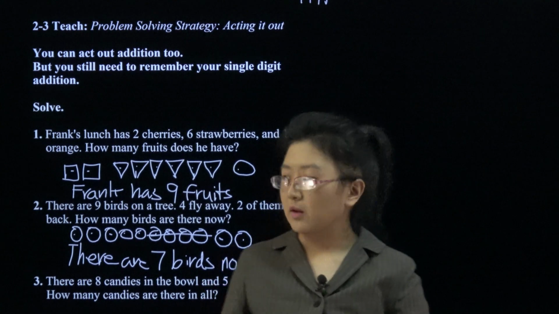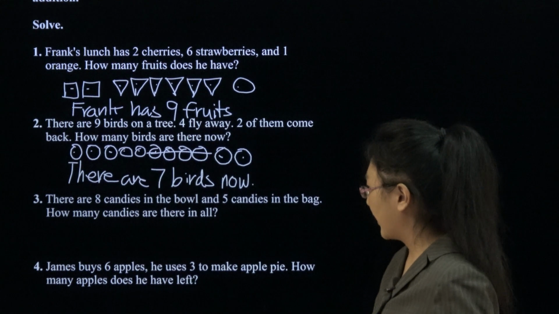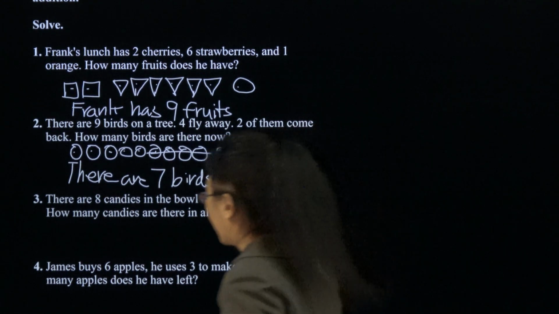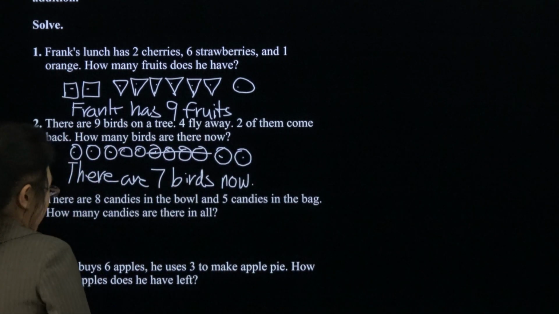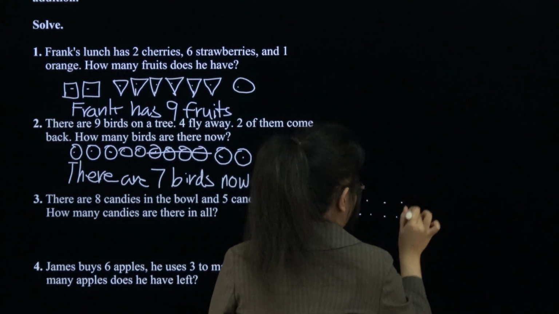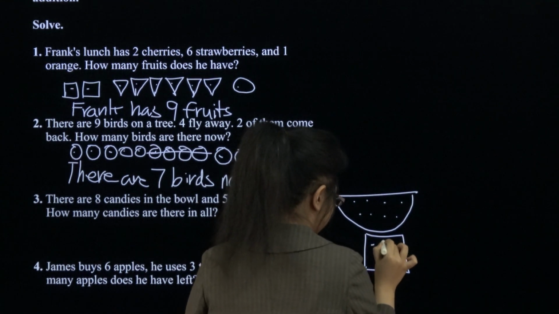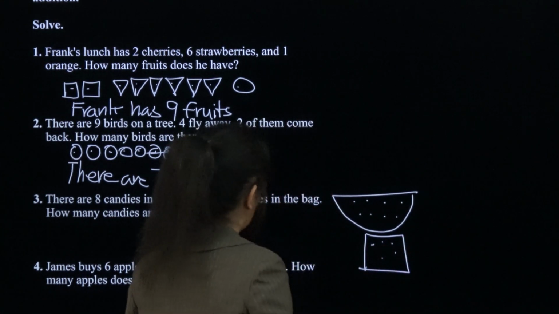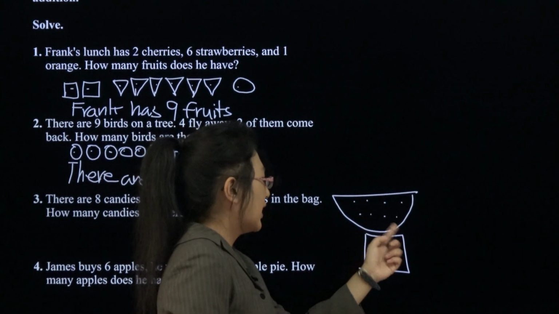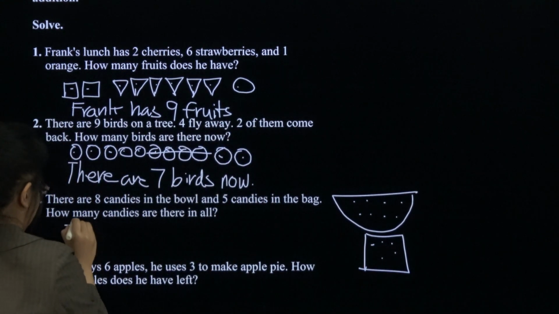Okay, moving on. There are 8 candies in the bowl and 5 candies in the bag. How many candies are there in all? So there's 8 candies in the bowl. You know what? They're just going to be dots. 1, 2, 3, 4, 5, 6, 7, 8. 8 candies in the bowl. 5 candies in the bag. 1, 2, 3, 4, 5. How many is this together? 1, 2, 3, 4, 5, 6, 7, 8, 9, 10, 11, 12, 13. There are 13 candies in all.